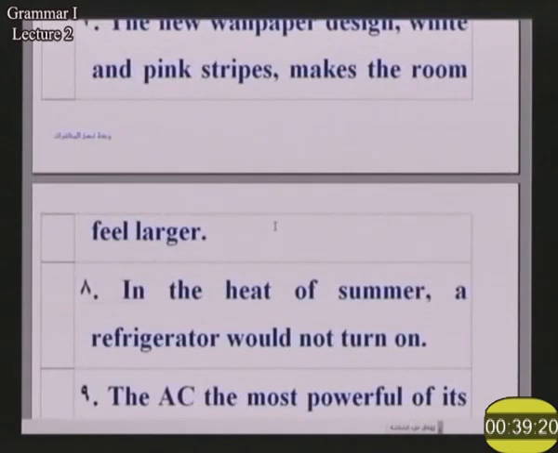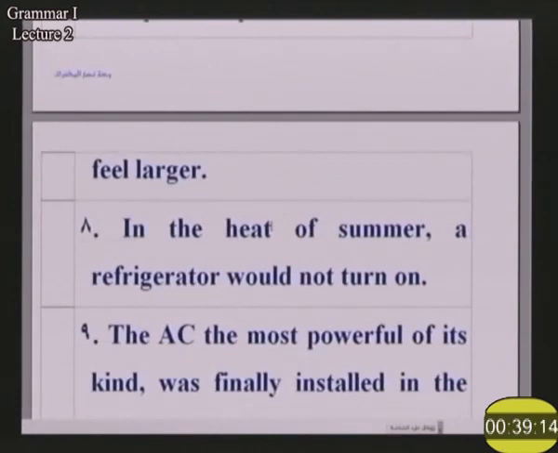In the heat of the summer, a refrigerator would not turn on. الجملة دي صح لكن do I have an appositive here? I do not have an appositive. What do I have separated by a comma? In the heat of the summer. فحر الصيف دي يعني it's not the same as a refrigerator. يبقى this sentence is correct but it does not have an appositive.